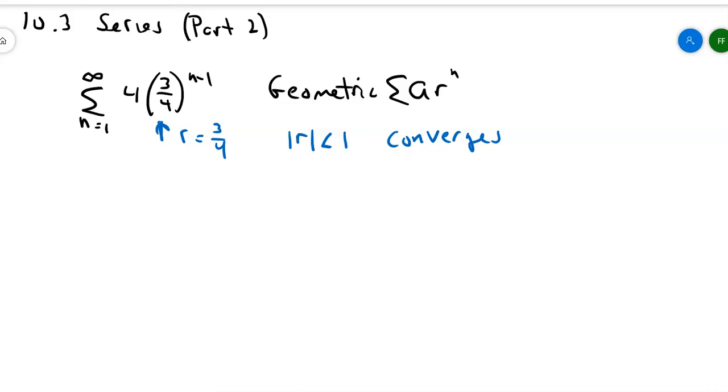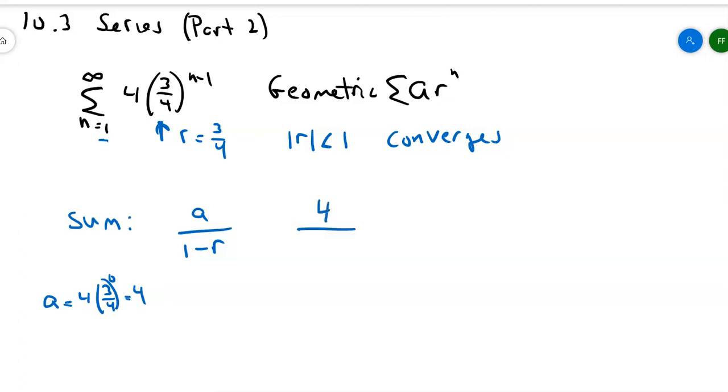Great. What is the sum of my series? So to find the sum of that geometric series, I'll use a over 1 minus r. So the first term, if I put a 1 in for n, because that's what the directions say, it says start with n equals 1, 1 minus 1 is 0, and so a is going to be 4 times 3/4 to the 0 power, which is 4, right? 4 times 1 is 4.